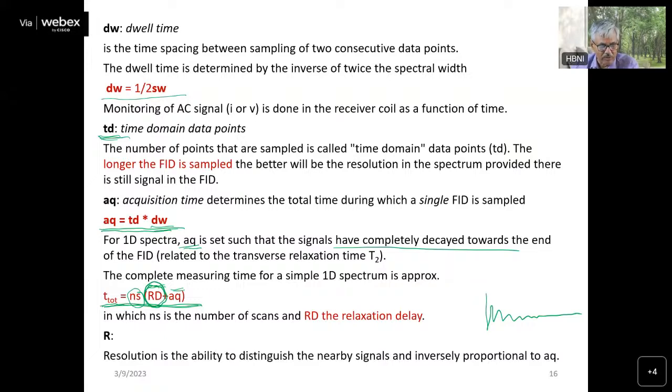And then one term is called the resolution. It is the ability to distinguish nearby signals, and it is inversely proportional to acquisition. If your acquisition time is longer, you get a better resolution. If your acquisition is shorter, the resolution will be poor. So all these things are related.